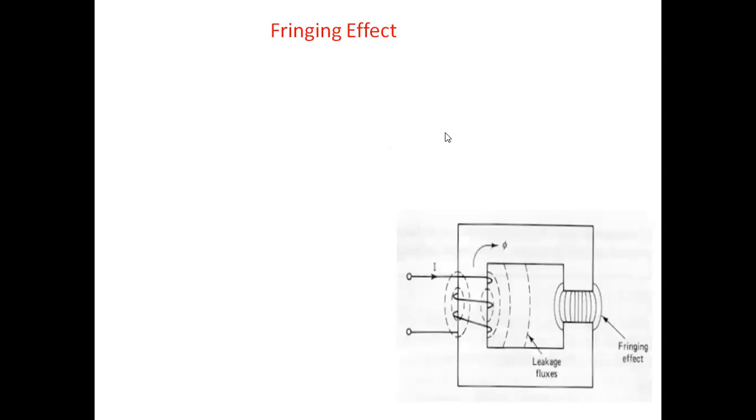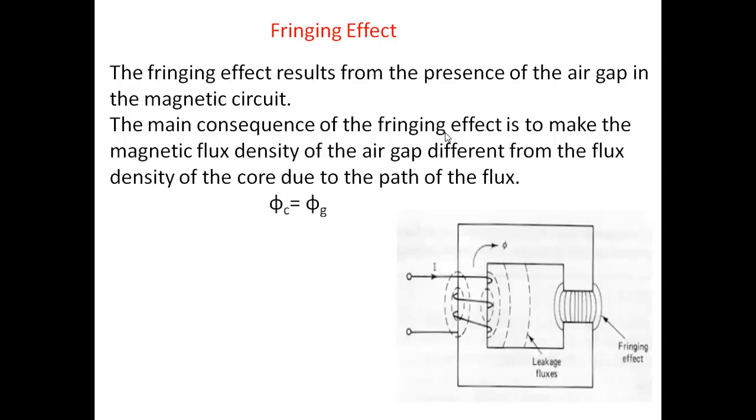So in the last class we had discussed the series parallel magnetic circuits, and the next one is fringing effect. Fringing effect results when there is an air gap present in the magnetic circuit. So here we consider this is the air gap, and this is the core. It's like a C-shaped core. Here there is a gap.